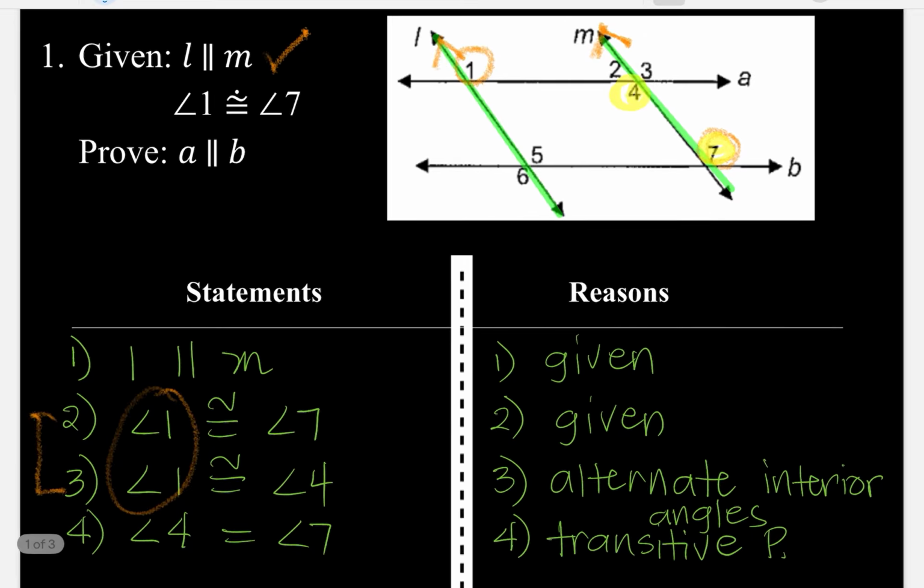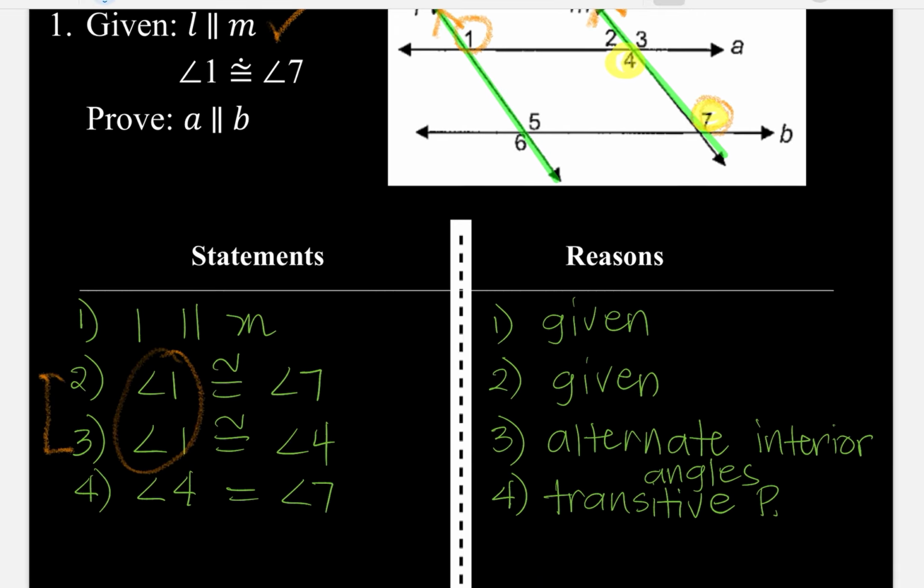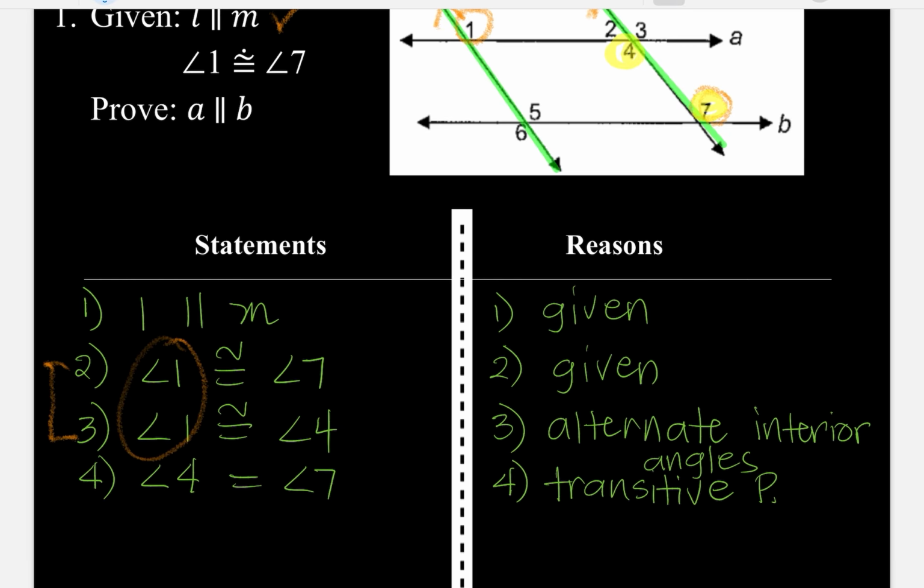Now, going back to what we are supposed to prove, we were to prove that two lines are parallel. Well now we can prove that these two lines are parallel. Why? Because angle 4 is attached to line A, and angle 7 is attached to line B. So then therefore, in number 5 statement, we can say A is parallel to B. And the reason for that is because angle 4 and 7 are alternate interior angles.